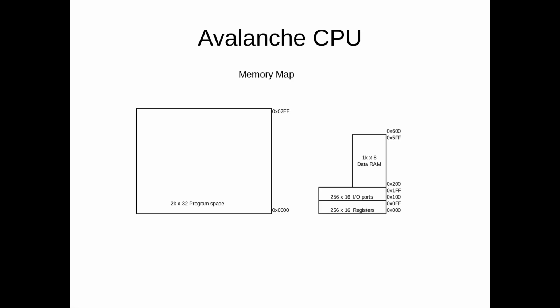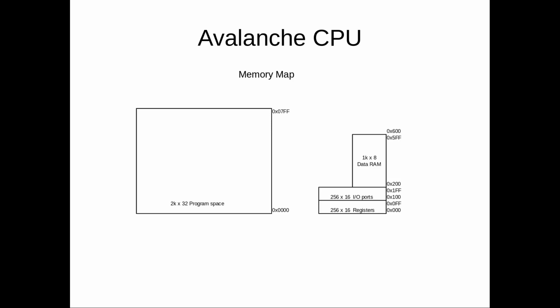Avalanche is a Harvard architecture processor that uses separate instruction and data spaces. The instructions are all 32 bits wide and stored in a 2K by 32 ROM. In the Lattice HX8K FPGAs, this is built from 16 of the 4K RAM blocks. The CPU is a 16-bit processor. The registers, ALU and data path are all 16 bits wide.